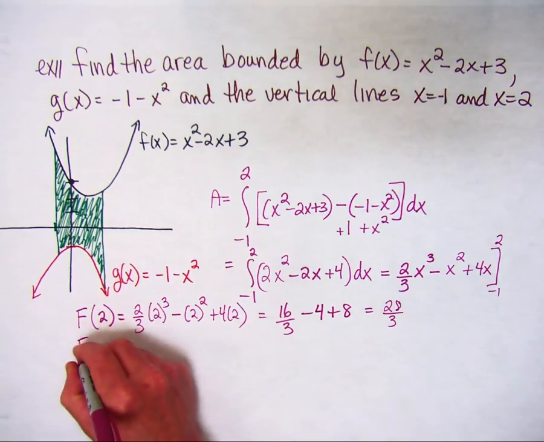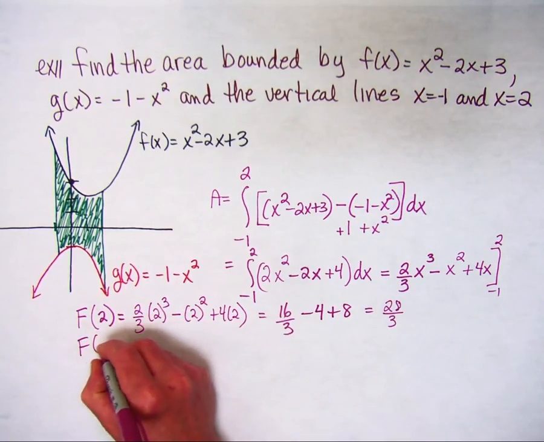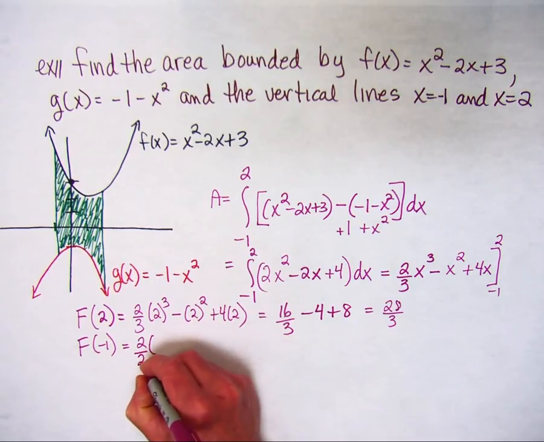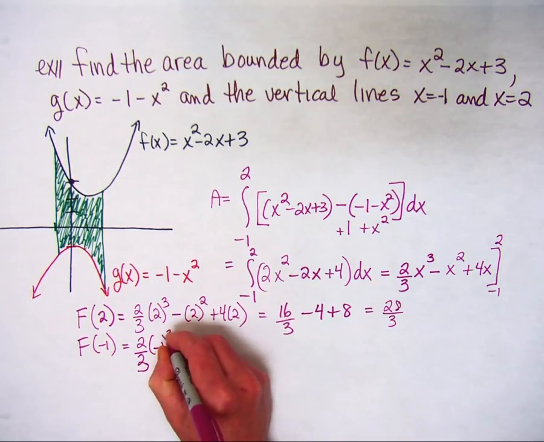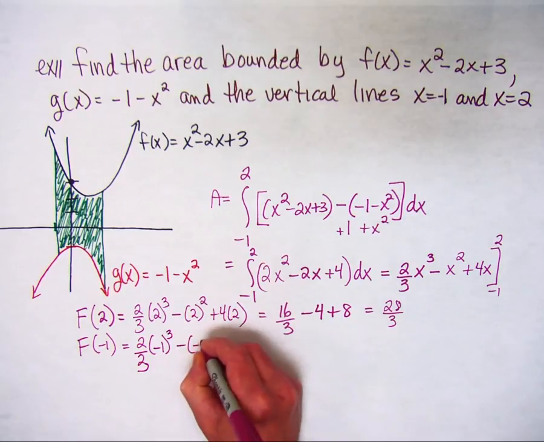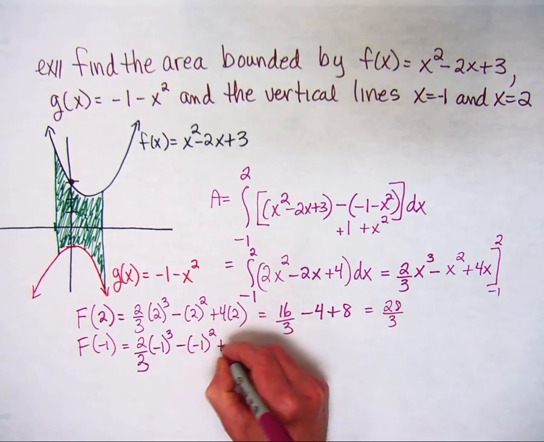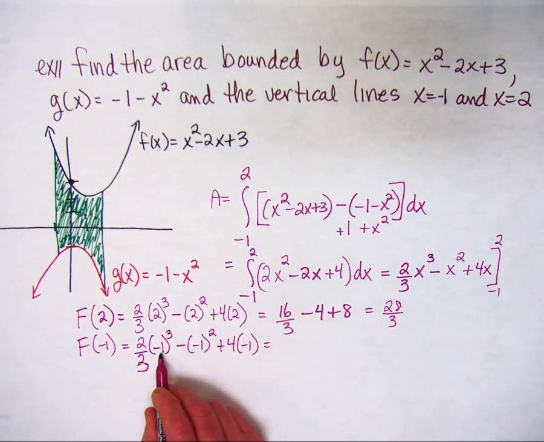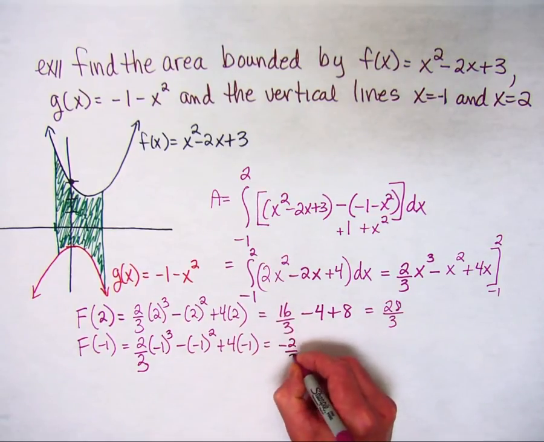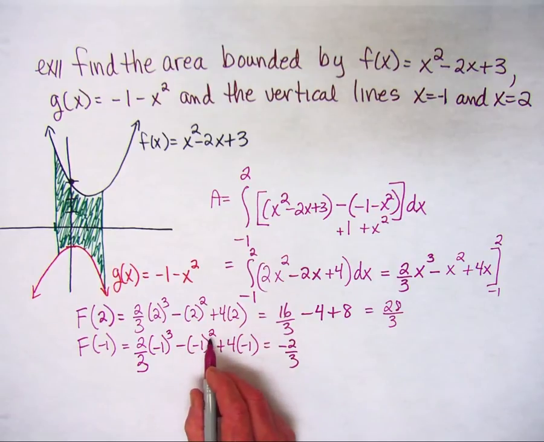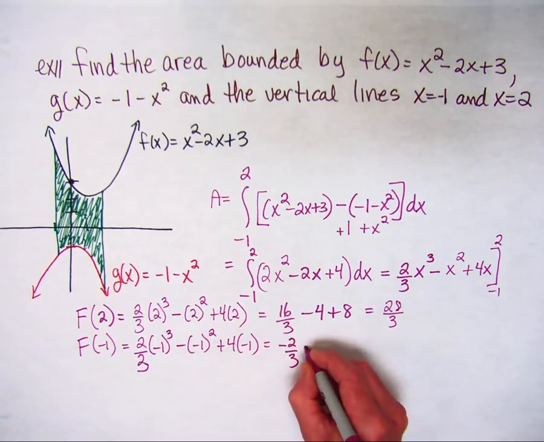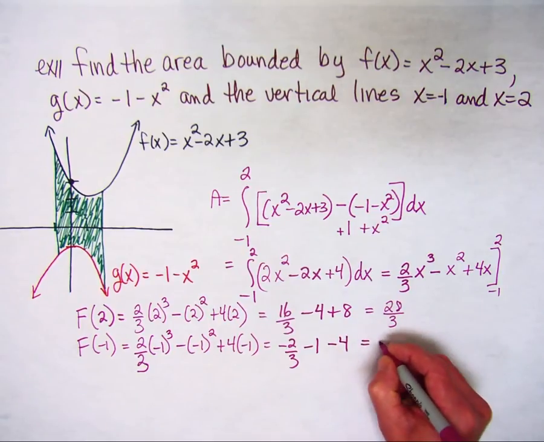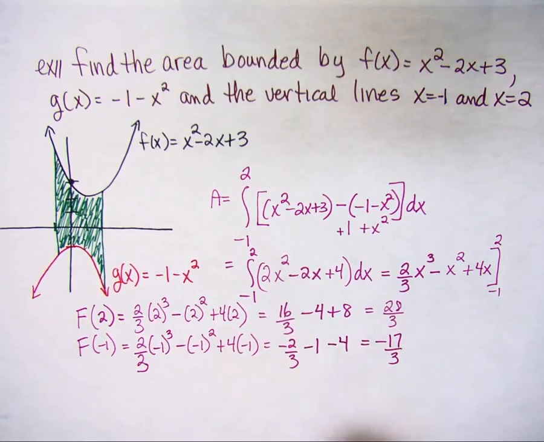If we then evaluate the antiderivative capital F at -1, we're going to get 2/3 times -1 cubed, subtract -1 squared, plus 4 times -1. -1 cubed is -1, so this will be -2/3. -1 squared is +1, but we're subtracting it. And then minus 4, and that works out to be -17/3.